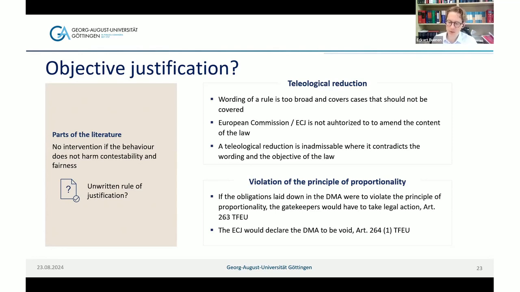So it's not possible to come to a finding of non-compliance by objective justification, even if we assume that a rule of the DMA is too broad and therefore contradicts primary law. We could remedy this only by declaring the DMA invalid. We cannot do this by narrowing it down by interpretation. So we don't think that efficiencies can come into play here. No possibility for objective justification.